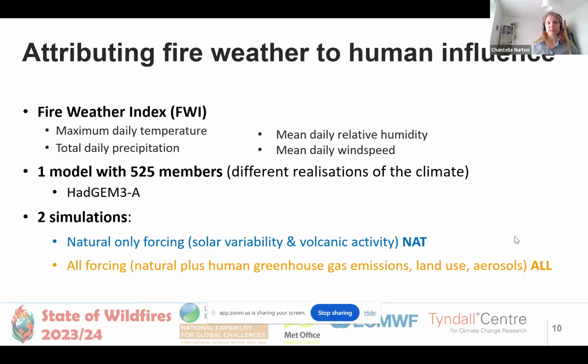So we've got a simulation that has only natural forcing from solar variability and volcanic activity. And then alongside that, we've got a simulation that mirrors historical forcing, so including the natural forcing, but also human emissions of greenhouse gases. So in this case, we can actually isolate the changes in fire weather due to anthropogenic forcing that has been put into the climate over the historical period.